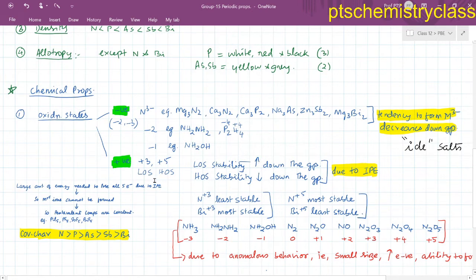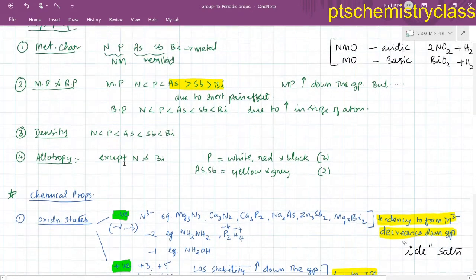Now, the screen I showed you, tellurium, if you want to remove the 6s2 electrons, it is shielded by the 5d10 and 4f14, which has got a poor shielding effect. Therefore, it is strongly held by the nucleus. Therefore, you need more energy to remove that electron. Large amount of energy is needed to lose all the 5 electrons.